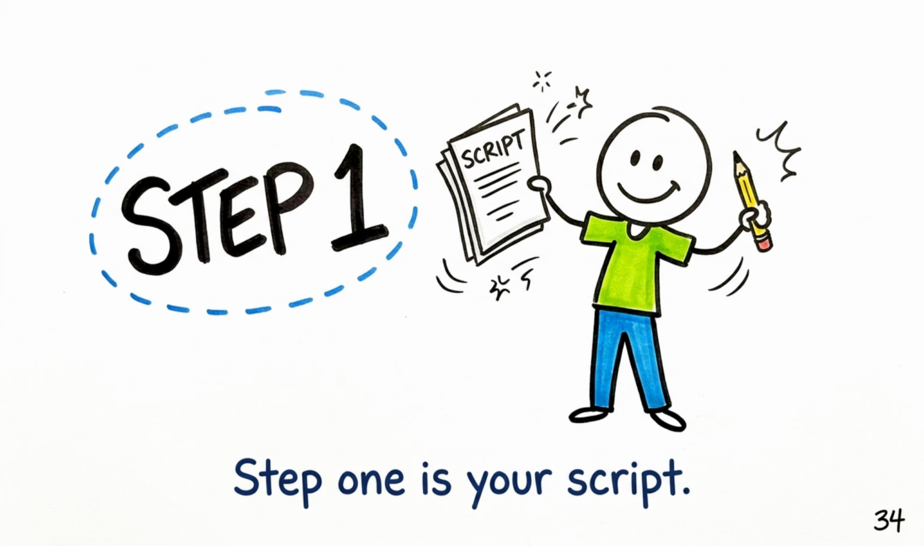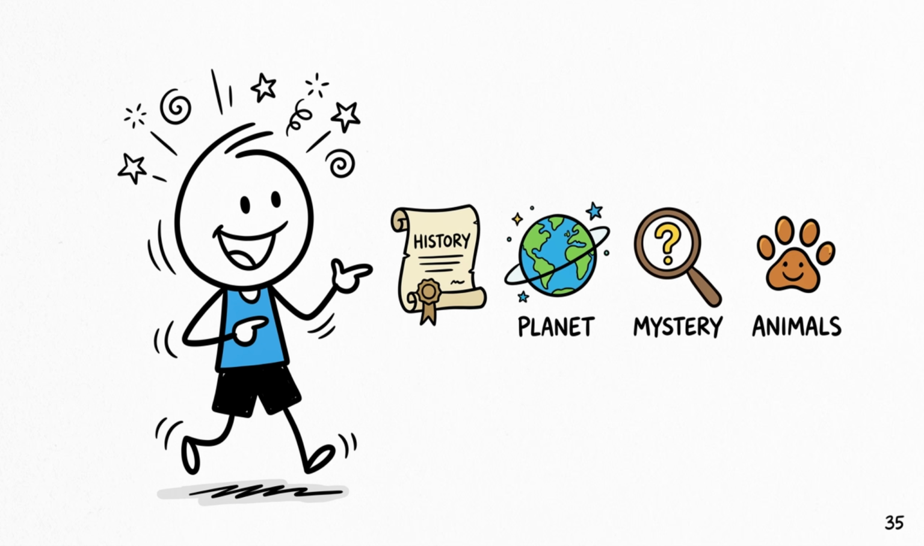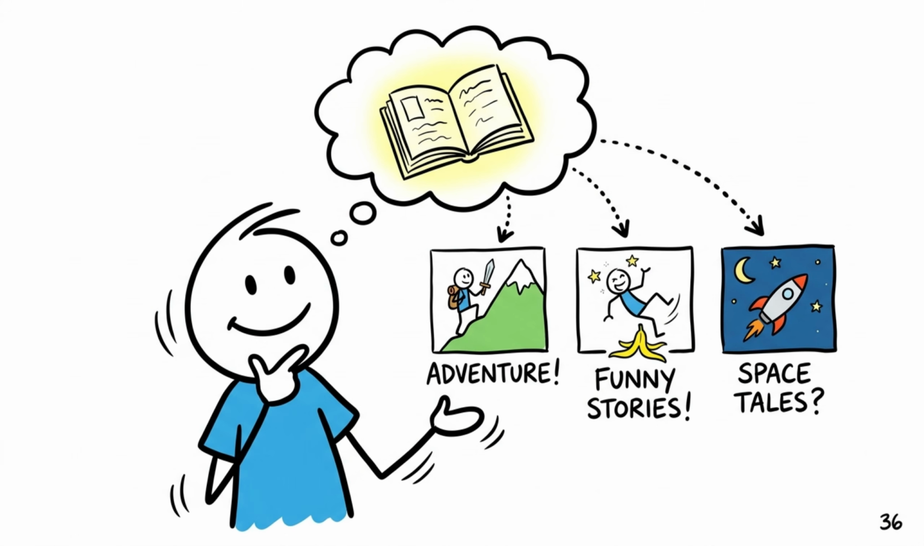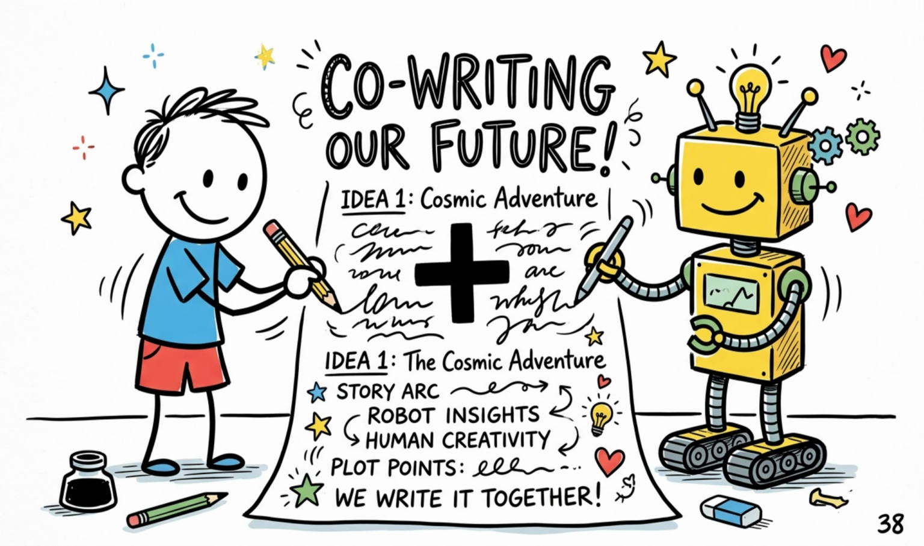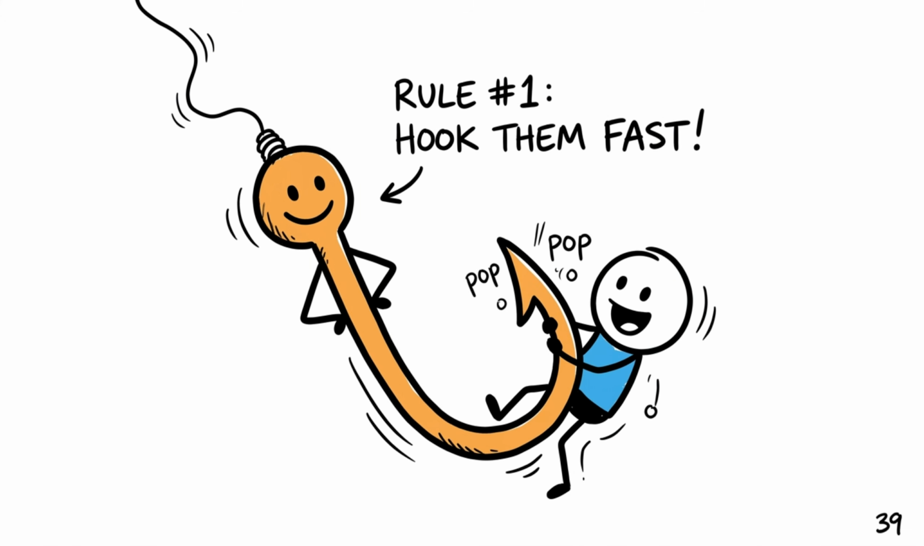Step 1 is your script. Pick a niche, history, space, mysteries, animals, whatever fits the kind of stories you want to tell, and write a script around it. You can write it yourself, use AI to help, or combine both. The only rule: hook the viewer in the first few seconds.